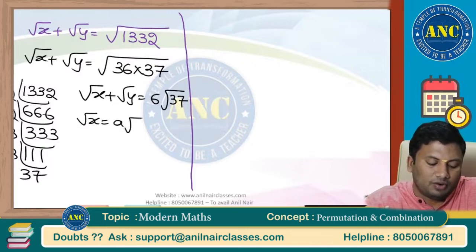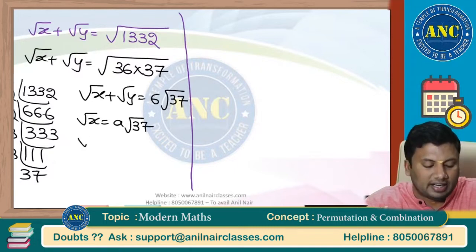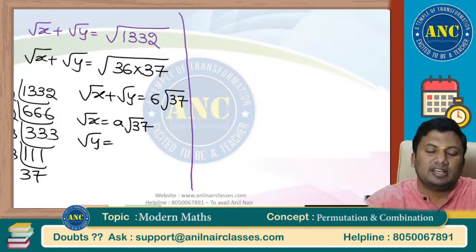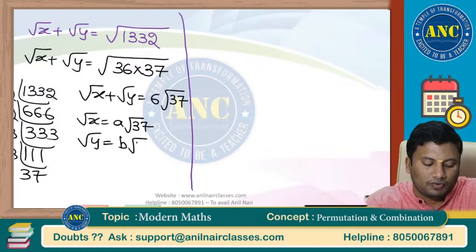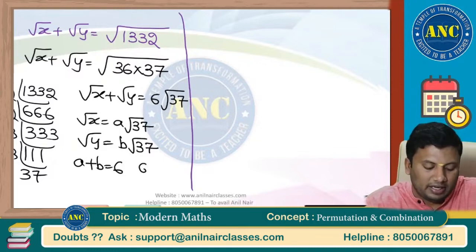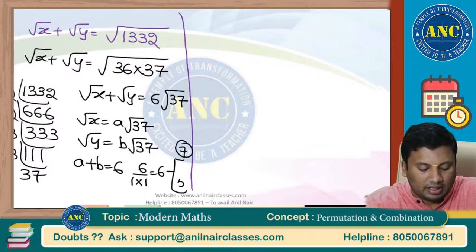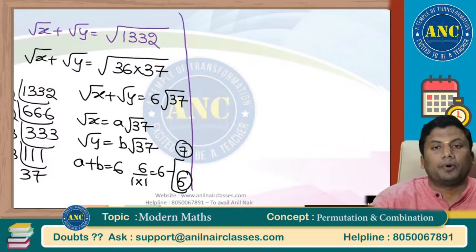Without having root 37 on the left hand side, you will not get it on the right hand side. Root x is a root 37, root y is b root 37. So a plus b is nothing but 6. A plus b is 6, so 6 gaps are there. How many non-negative? 7 non-negative are there. How many positive? 5 positive are there.